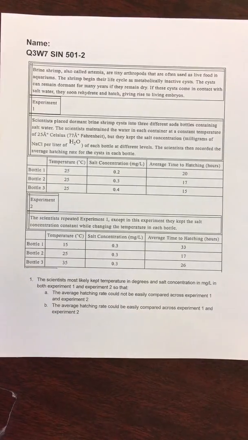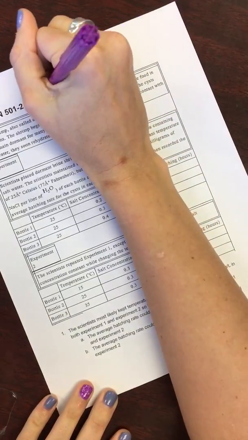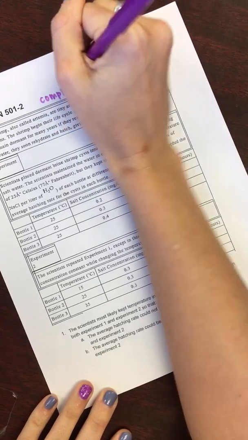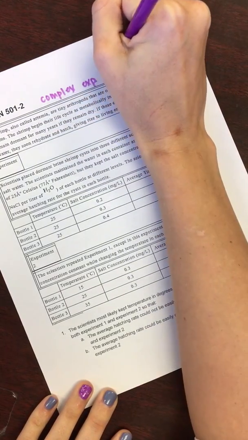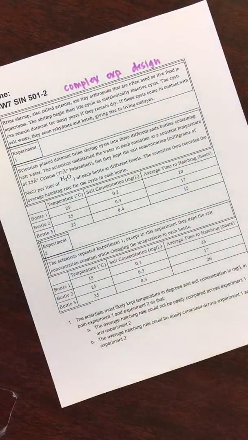Alright guys, starting with the second exit ticket of this week. Still the same standard, understanding complex experimental design. The reason that it's complex is because it works with 2 experiments or more.